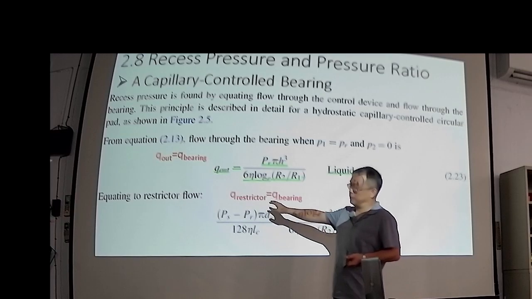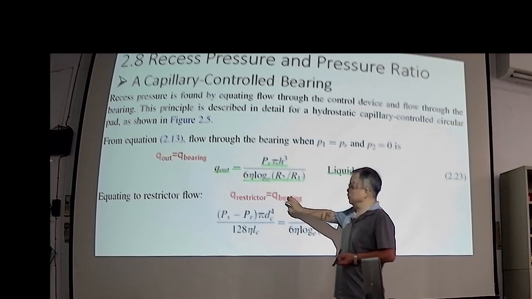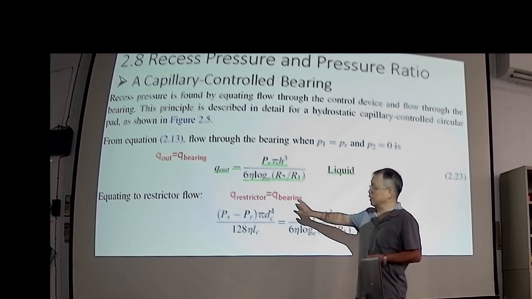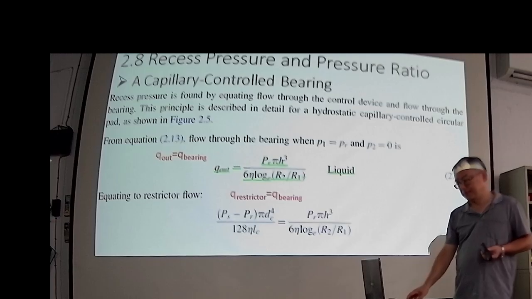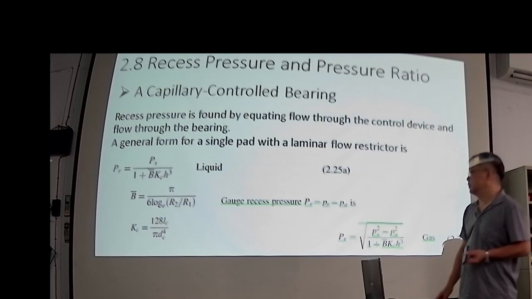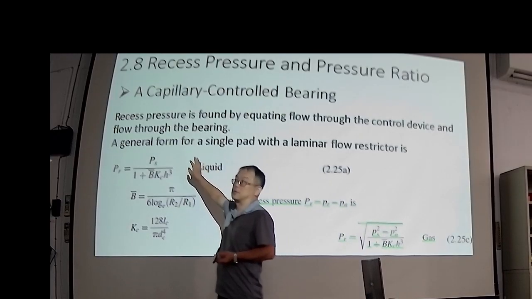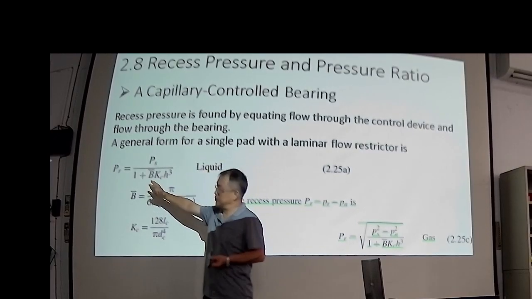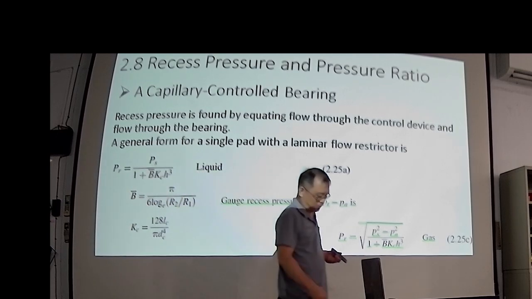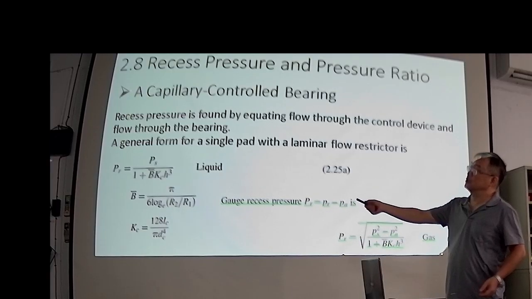Using this equation, the volume flow rate passing through the restrictor will be equal to the volume flow rate passing through the bearing land. By this equation, you can calculate the recess pressure for the circular bearing and oil hydrostatic cylinder. So we can calculate the PR. This is for the capillary restrictor.